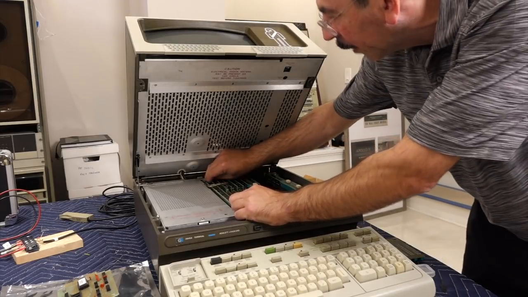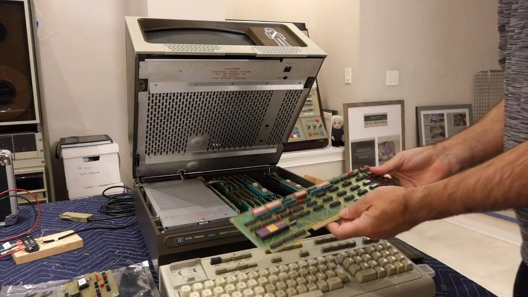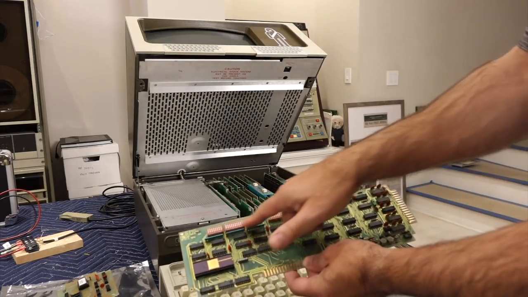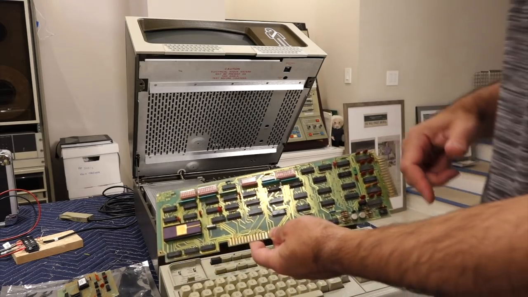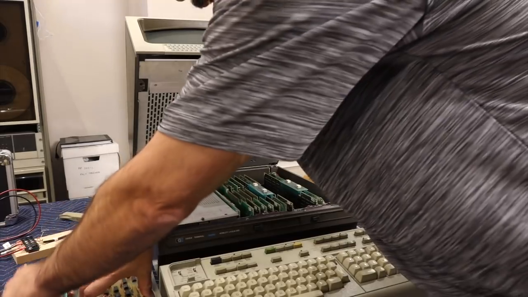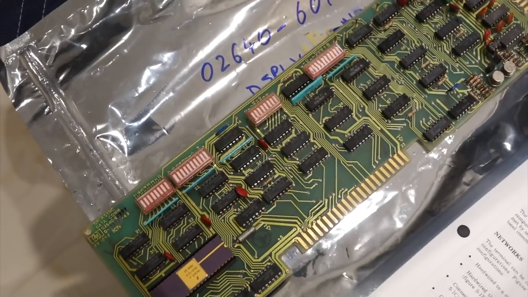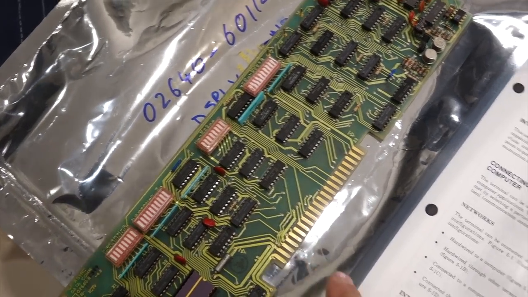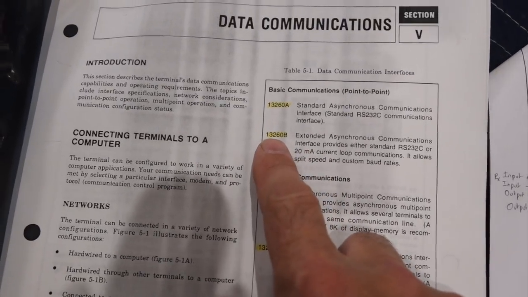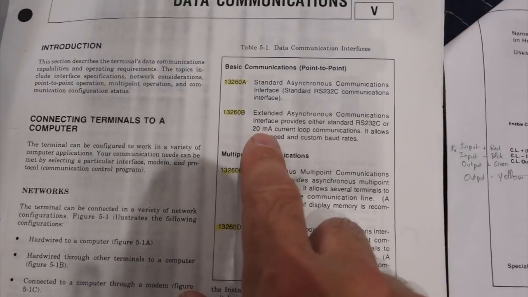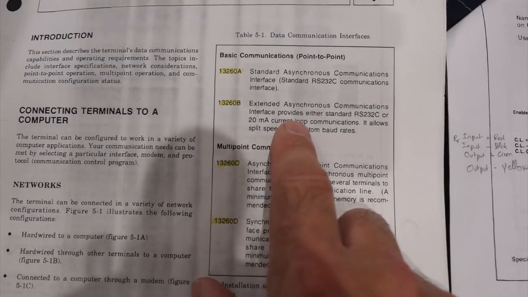And I also have to configure the communications card, because it has all these settings, and I think one of the settings in there is the one for the current loop control. And I spent hours looking how to configure this board to do 20 milliamp current loop. And I knew it could do it because it's the 13260B, and it says in there, either standard RS232 or 20 milliamp current loop.